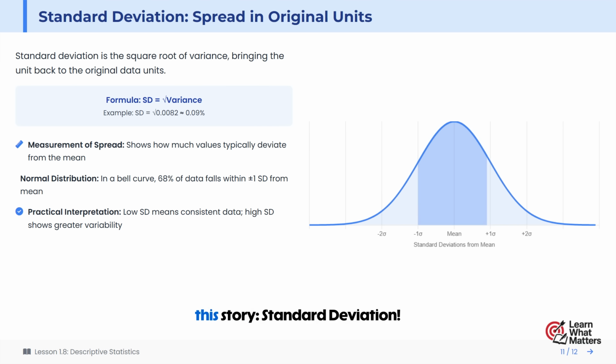Meet the hero of this story, standard deviation. This is the super simple fix. We just take the square root of that weird variance number. Look at the example. The square root of 0.082 is 0.09%. Boom! Now that's a number we can use. It's in the same units as our original data. This is the practical interpretation right here. A low standard deviation, like 0.09%, means our data is super consistent. A high one would mean our data is all over the place.